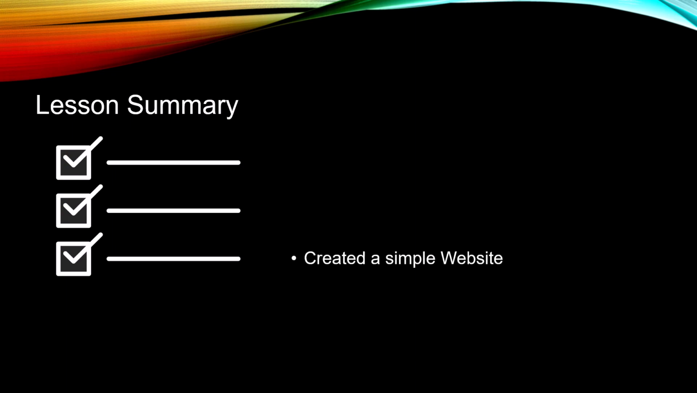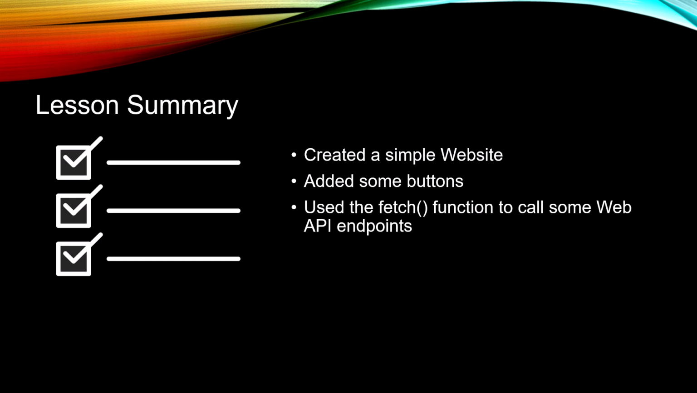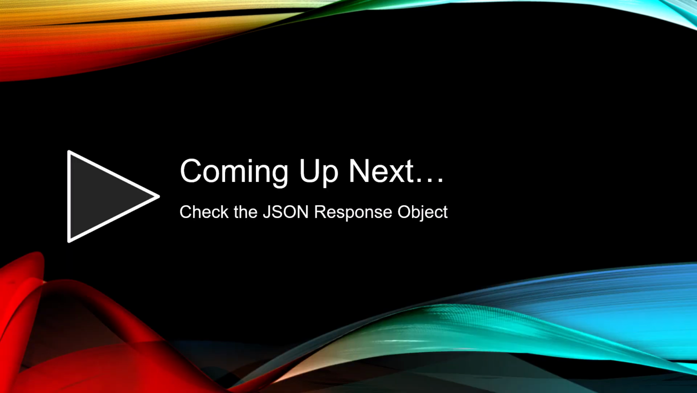So in this lesson, we created a simple website with an HTML page where we added some buttons, and then we used our fetch function to call some web API endpoints. We saw examples of a 200 and a 404, and we saw an example of how we might display and handle some network errors. Don't worry, we're going to cover a lot more about handling status codes and things like that. But for now, coming up next, check the JSON response object.